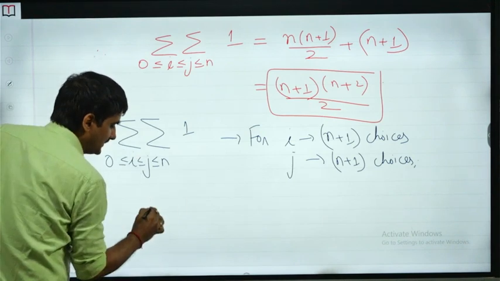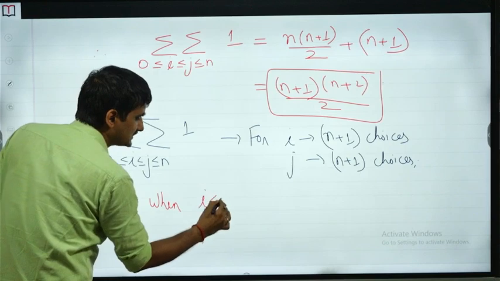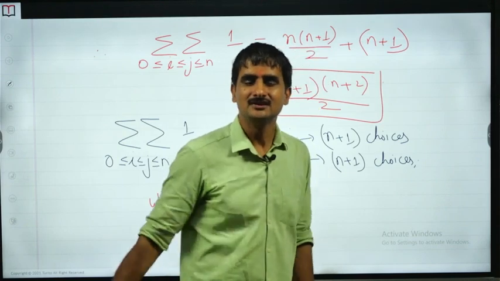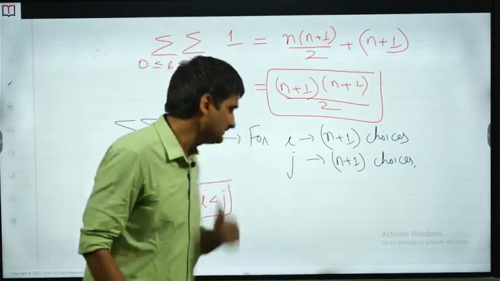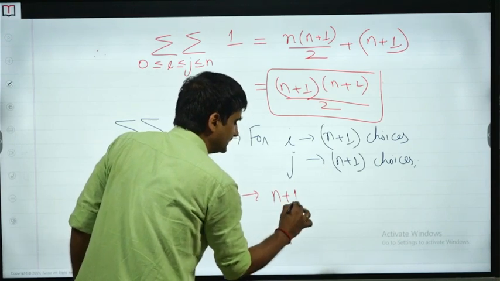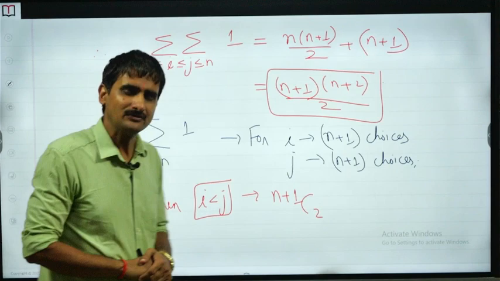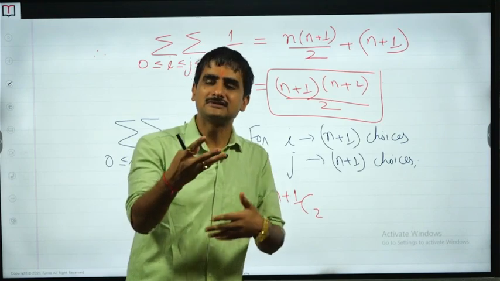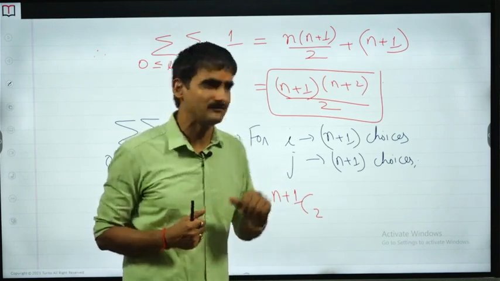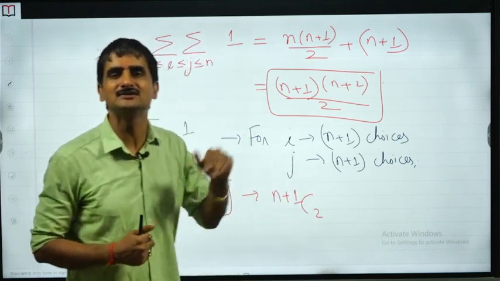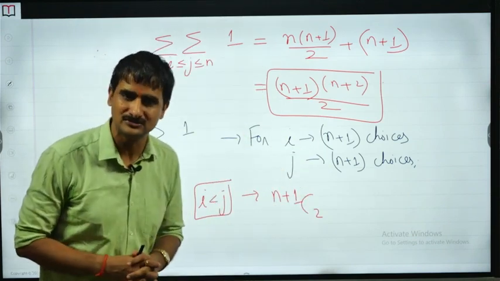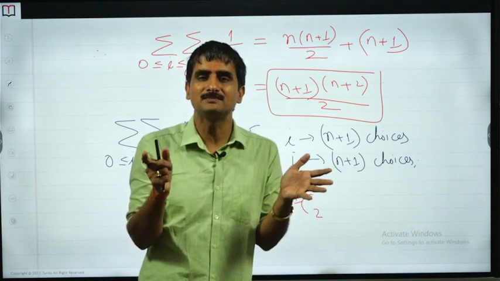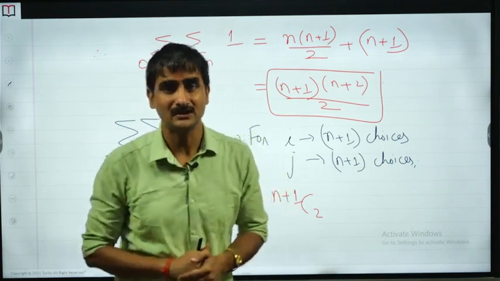Now, when i is less than j, that means out of n plus 1 you select any two. These are two variables i and j, so in how many ways can you take two numbers such that i is less than j, where i is between 0 and n, j is between 0 and n? So there are n plus 1 c2 ways when you pick two numbers, and one will of course be less than the other one.